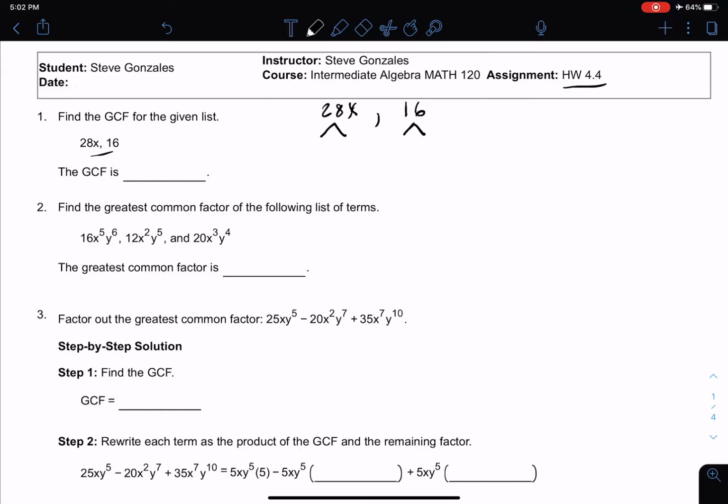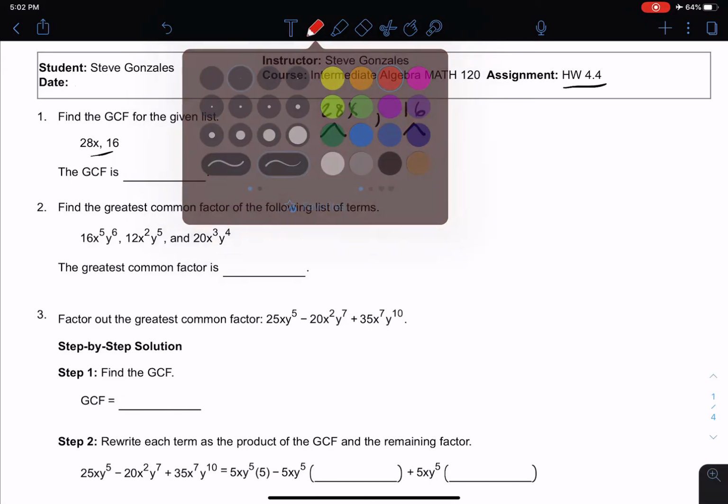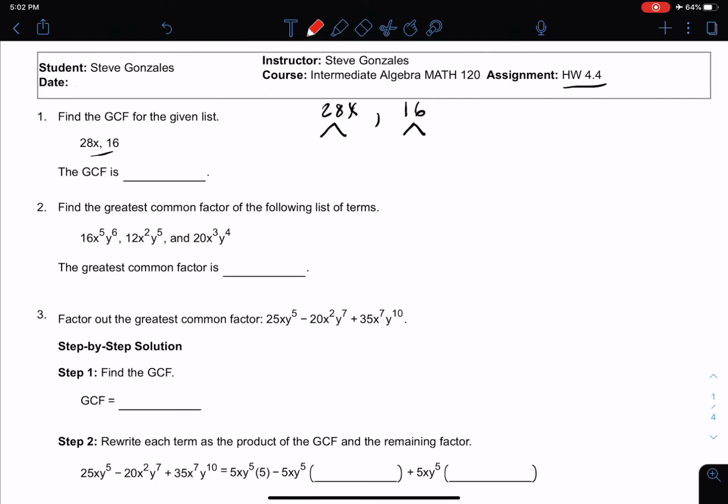So the biggest factor that I can see, let's start with a number. What's the biggest numerical factor of 28 and 16? I think it's going to be 4, isn't it? 4 is the biggest factor in 28, and 4 is the biggest factor in 16. Now, what about the variable x? Well, there's an x here, but there is not an x over here, so we do not have a common x. So 4 is our greatest common factor.